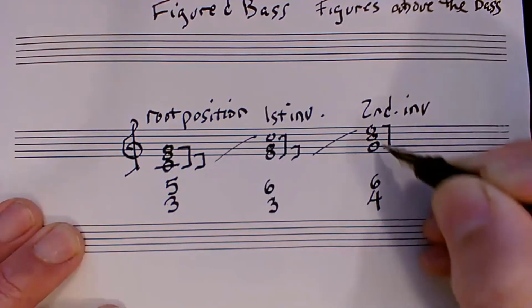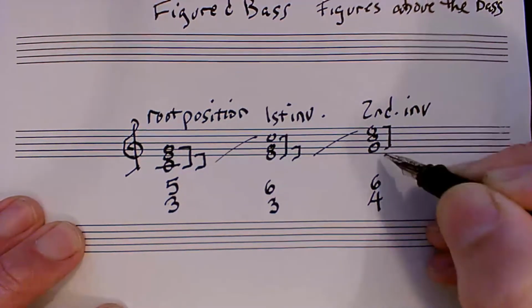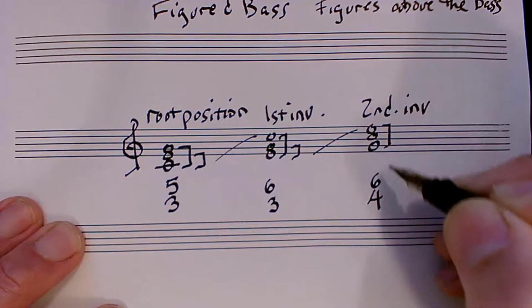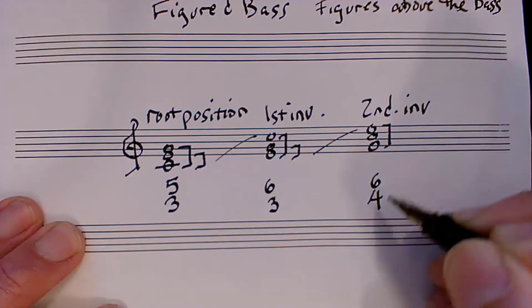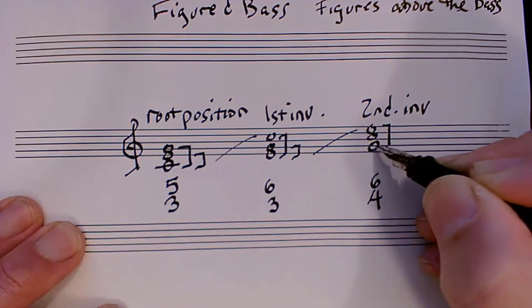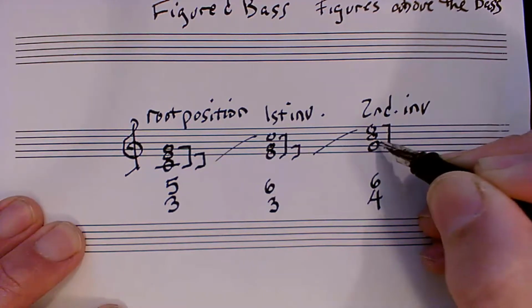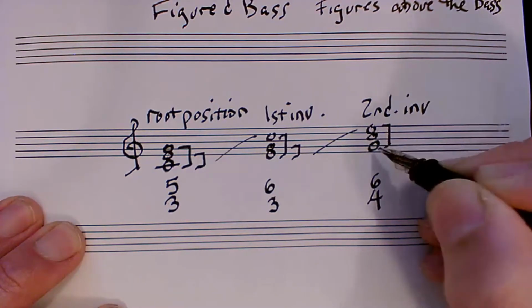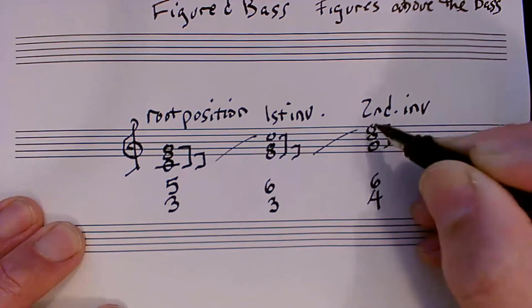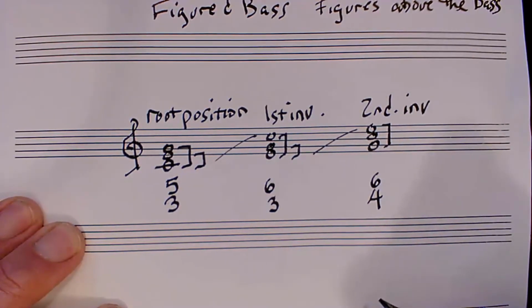Notice we don't try to say anything about the nature of the interval. We don't say major sixth or perfect fourth. We just say 6 and 4, and that means you start on the bottom note and you count up 1, 2, 3, 4, 5, 6, and 1, 2, 3, 4, and that tells you all the notes that are involved.